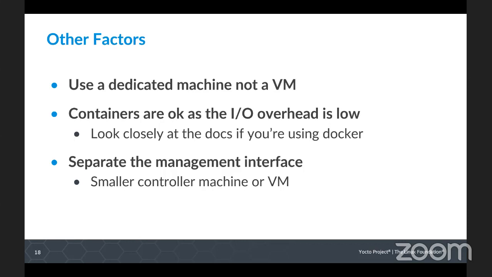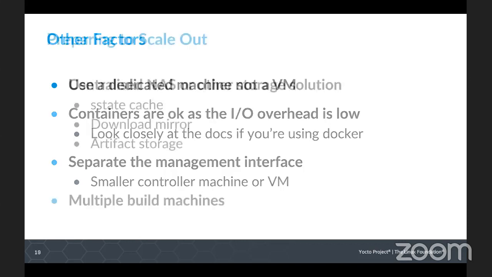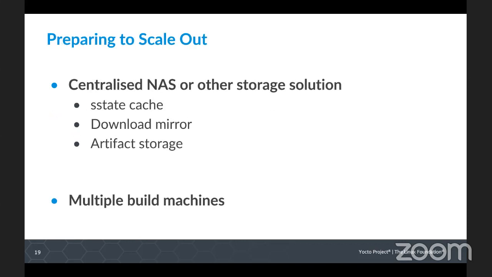The next thing I want to look at is how would we start to scale out. So scaling out is where rather than just having one build machine and making it larger, we start thinking about having multiple build machines. And this requires us to centralize our storage solution. So we'll have multiple agents running builds, and we want a centralized place to store shared state, centralized place to store the downloads that are pulled during a build, and a centralized place to store the artifacts that come out at the end of the build.